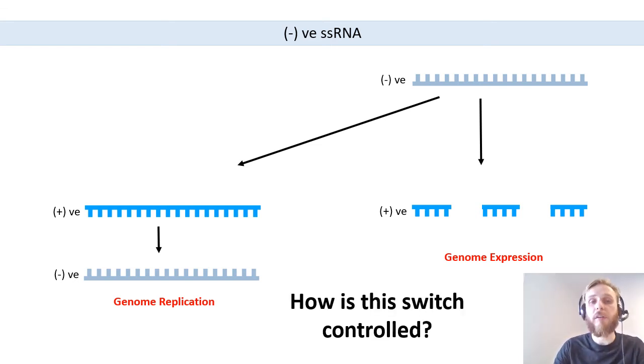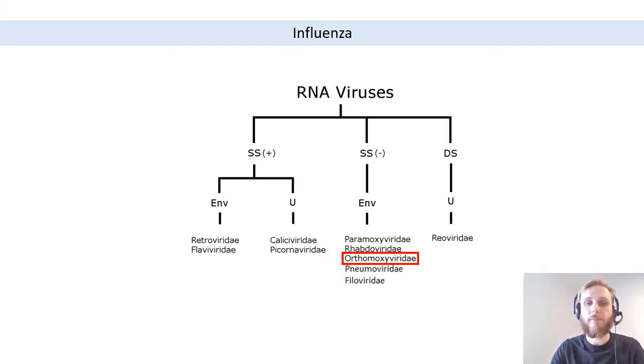So now we again want to think about how this switch is controlled. How do these viruses actually go from producing subgenomic transcripts, so genome expression, to producing full-length genome copies for replication? To explore this idea, we'll look at an example like we did for the positive sense single-stranded RNA viruses, and the example we'll use is influenza virus.